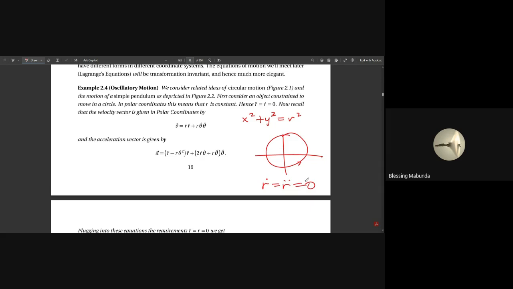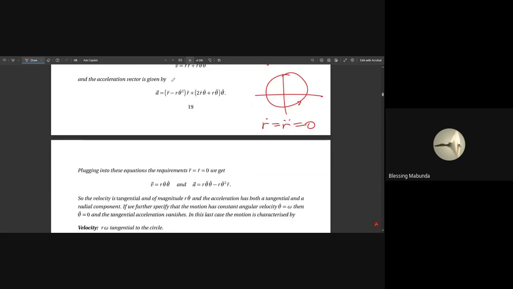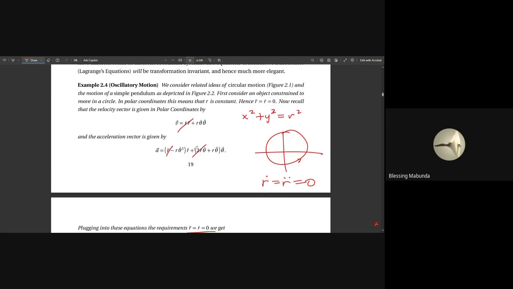The velocity in polar coordinates is given by this equation here, where we have r dot multiplied by r hat plus r theta dot theta hat. And the acceleration, as seen before, is r double dot minus r theta dot squared multiplied by r hat plus 2 r dot theta dot plus r theta double dot multiplied by theta hat. And if r dot and r double dot are equal to 0, the equations can be simplified. So this can be cancelled out, that can be cancelled out, this can be cancelled out.